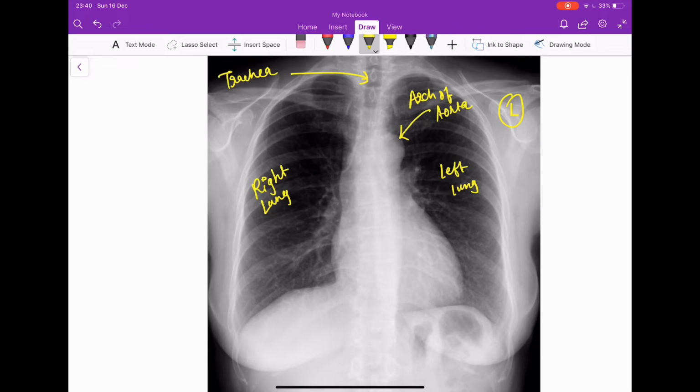Now, after determining these structures, we should determine the shape of the ribs. In this case, the ribs are in the normal shape, but sometimes the ribs can be parallel as well. If the ribs are parallel, it may suggest some problems about ventilation. After determining this, we must look out for the side of the heart.